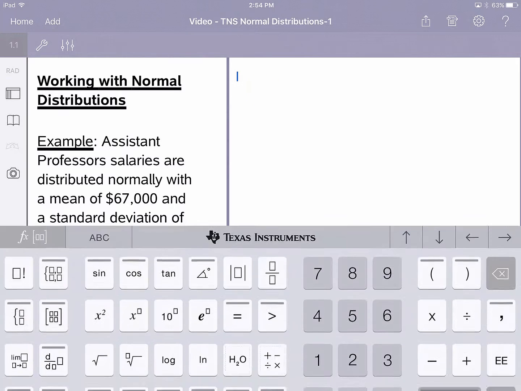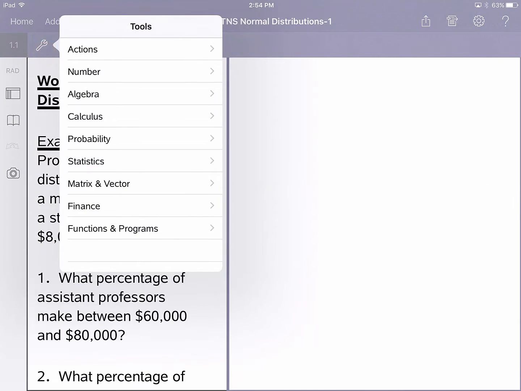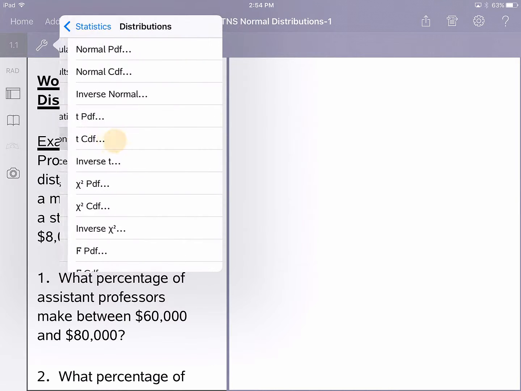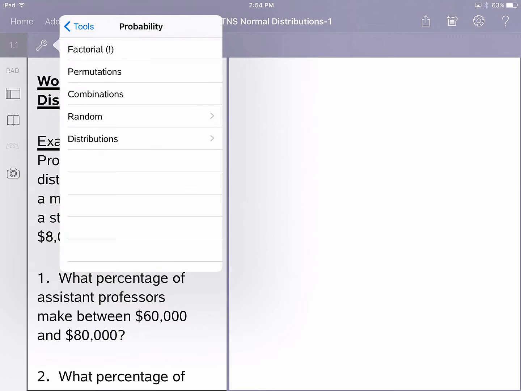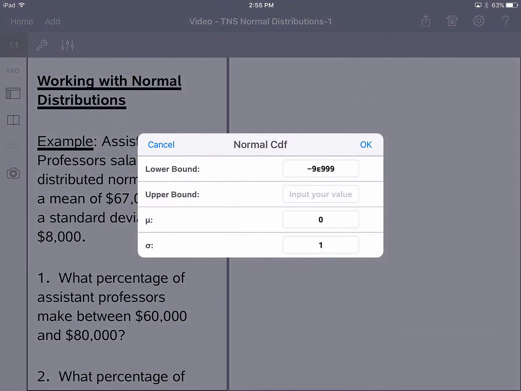The normal CDF command, like many of the distribution commands, can be found under the menu, where you have a choice here of either probability or statistics. For example, I could go statistics distributions, or I could go probability distributions. Either way takes you to the same menu. So I'm just going to stick inside that menu, probability distributions. And the normal CDF command is the command that will calculate percentages between values.